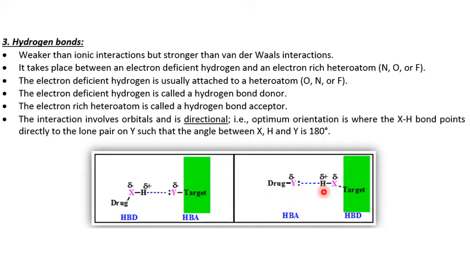What's unique about this hydrogen bond is that it's directional, which means that the angle between the heteroatom, the hydrogen, and the other heteroatom should be close to 180 degrees in order for the hydrogen bond to occur.